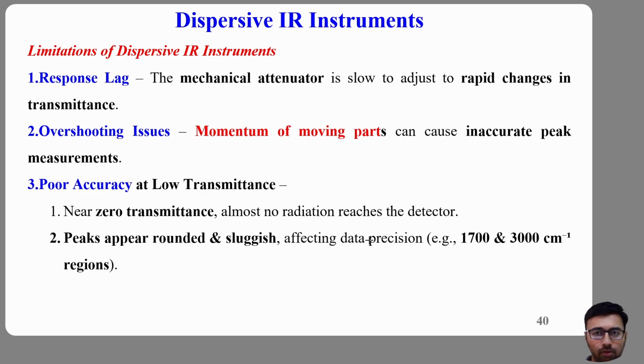Let us summarize today's lecture. The dispersive IR instruments physically separated IR radiations using monochromators and diffraction gratings. They relied on rotating choppers, mechanical attenuators, synchronous motors, and optical null balancing systems. Although they were brilliant engineering achievements, they suffered from major limitations: response lag, overshooting, poor low transmittance accuracy, and slow scanning speeds. These limitations ultimately drove the transition toward modern FTIR spectroscopy.